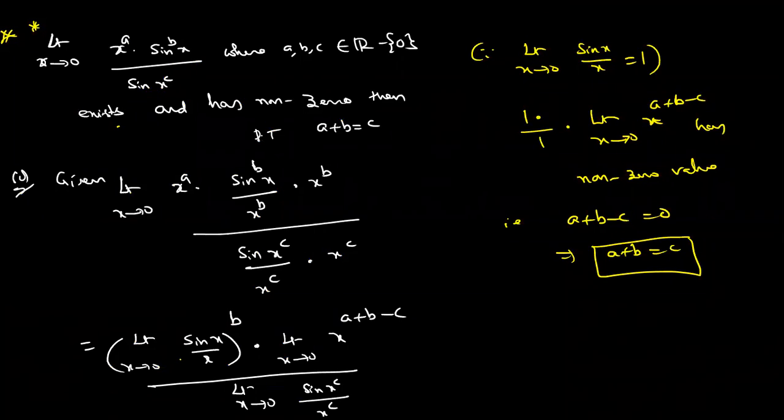Limit x tends to 0 of x power a into sin power b x by sin x power c. See the question carefully. Where a, b, c are real numbers other than 0, the limit exists and has a non-zero value. Then prove that a plus b is equal to c, dear students. How? This is the question.